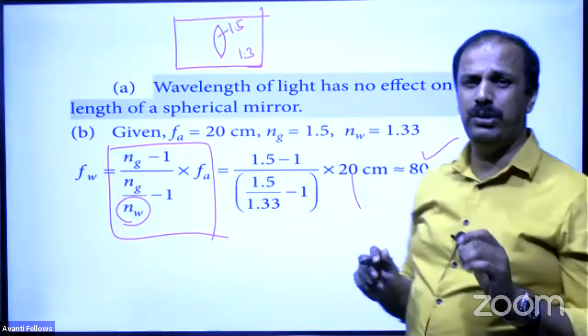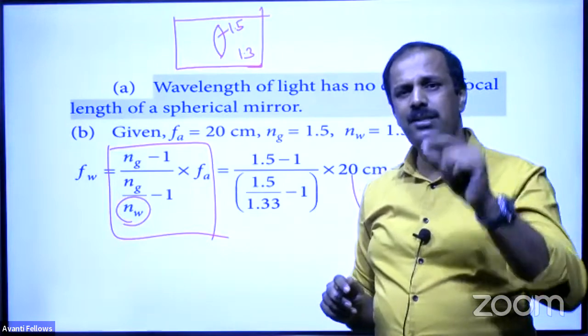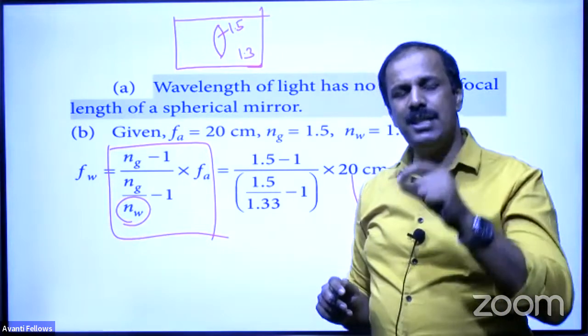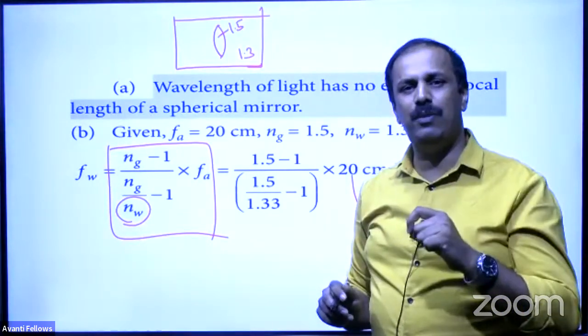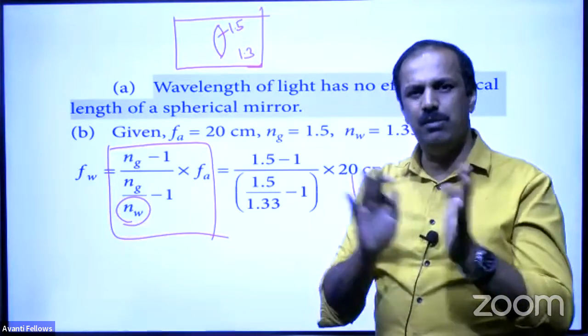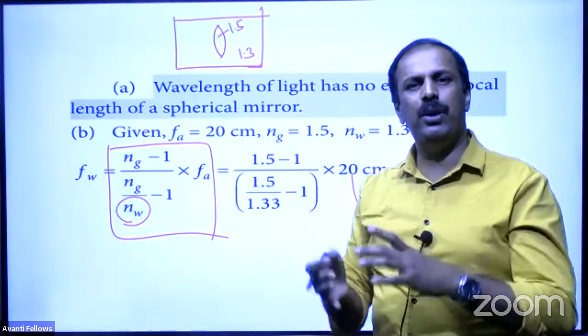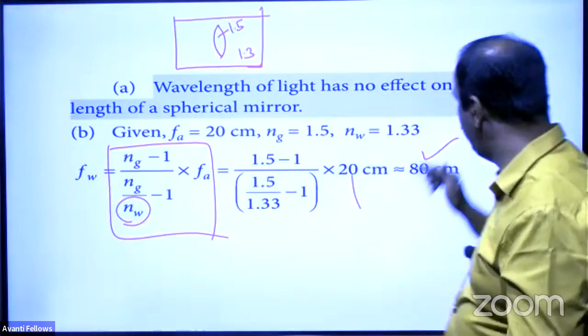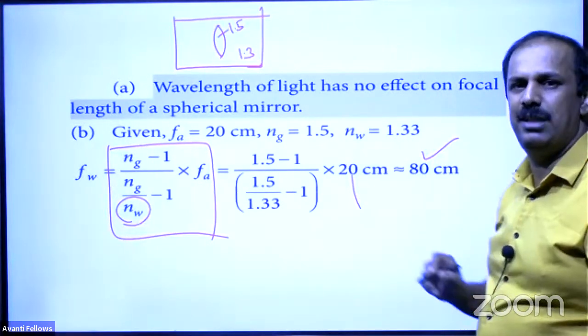Concave and convex both. Remember clearly, you have a lens, and you are putting it inside a liquid which has a refractive index less than that of the lens. The lens is made up of glass, 1.5. The liquid is water, 1.3. Then the focal length will increase. You see in here, from 20 centimeter it became 80 centimeter.